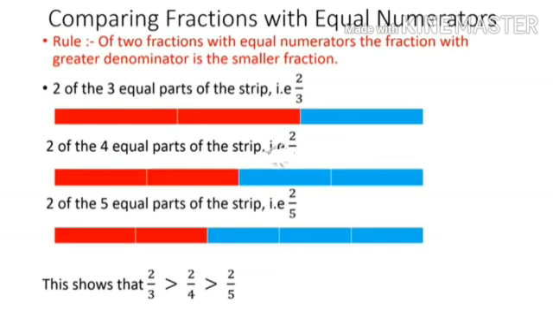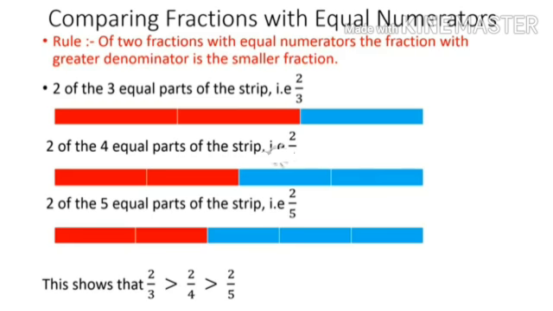Comparing fractions with equal numerators. In earlier fractions, we compared the fractions with equal denominators. Now here we are going to see the fractions with equal numerator. There is a rule for two fractions with equal numerator. The fraction with greater denominator is the smaller fraction.